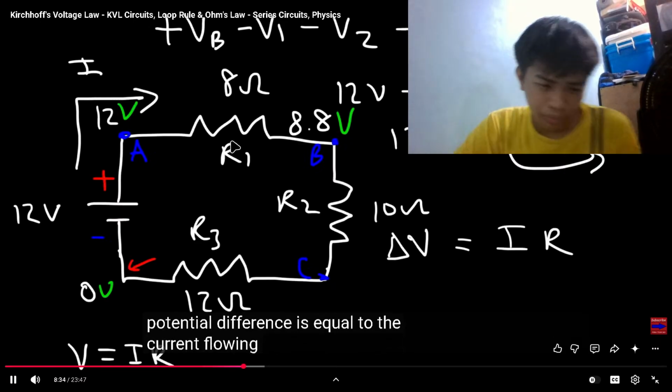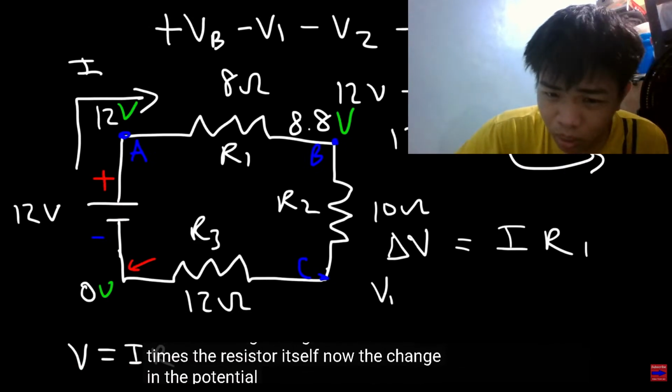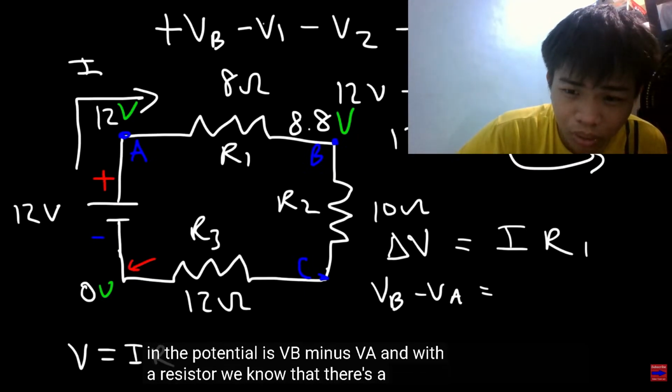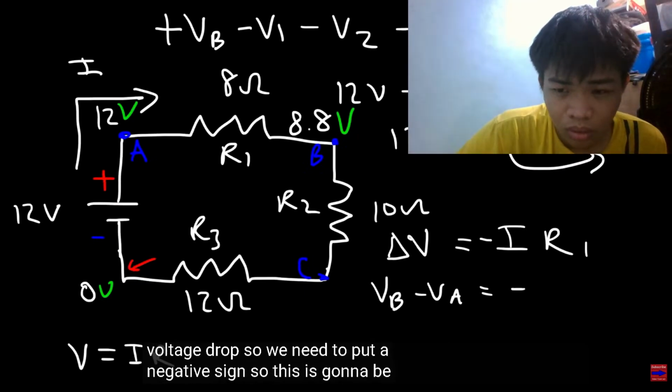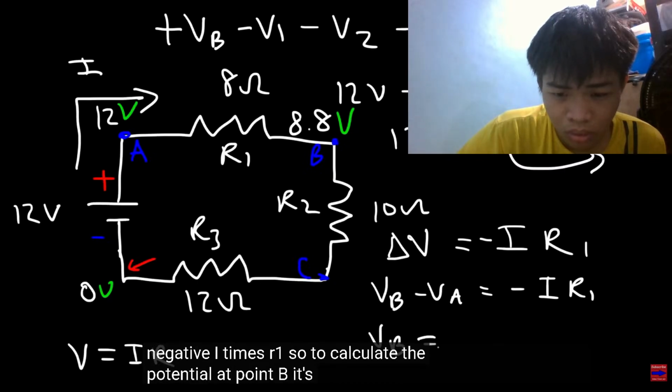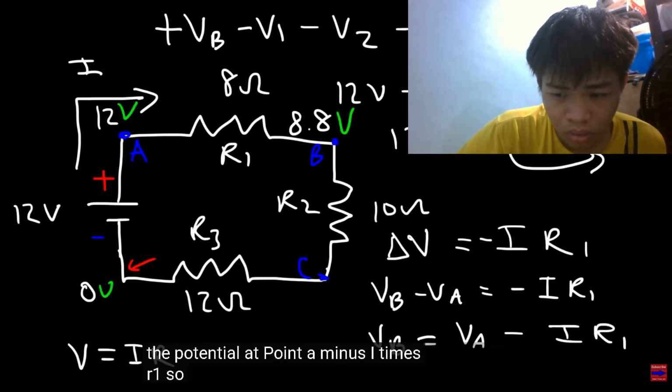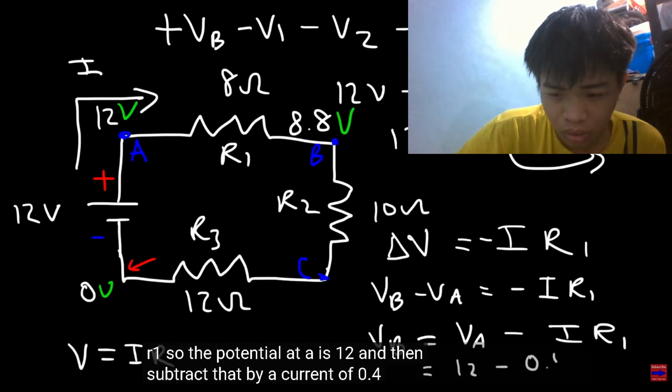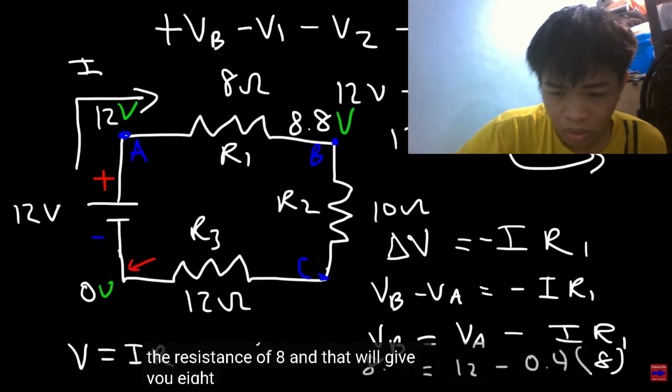Potential difference is equal to the current flowing through the resistor times the resistor itself. Now the change in the potential is VB minus VA. And with a resistor, we know that there's a voltage drop, so we need to put a negative sign. So this is going to be negative I times R1. So to calculate the potential at point B, it's going to be the potential at point A minus I times R1. So the potential at A is 12, and then subtract a current of 0.4 times a resistance of 8, and that will give you 8.8.